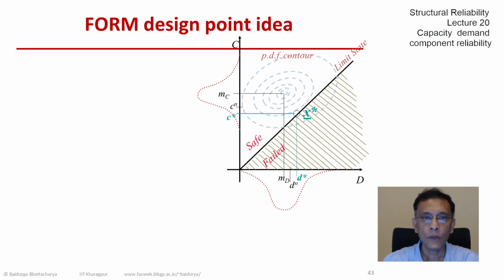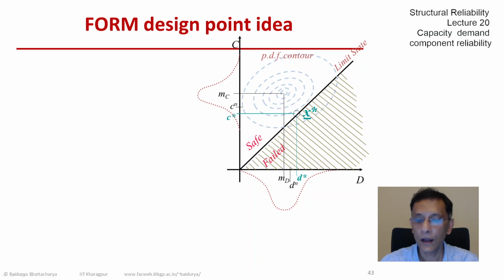So what you see on the right is the space of basic variables. C and D are capacity and demand, and we are taking a very simple approach that it's a linear function. So the limit state is C minus D, and what you see here is we have X star.